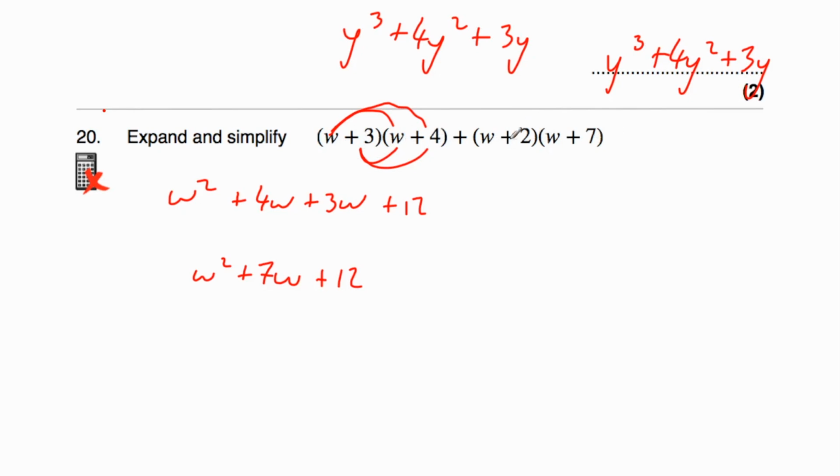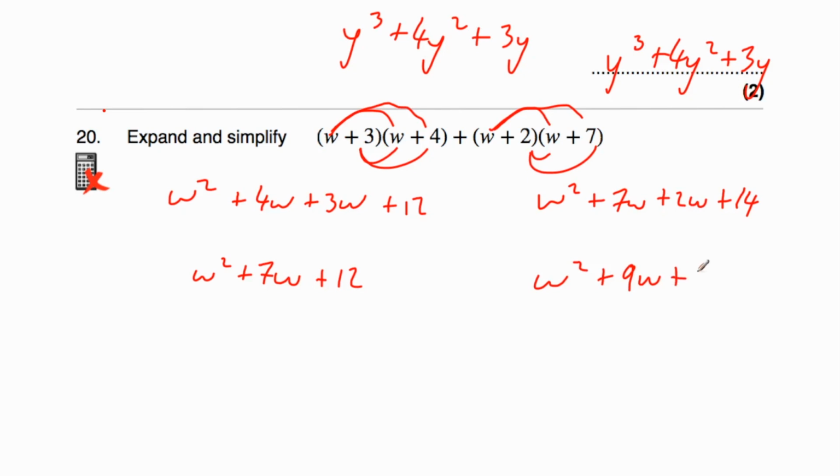Now let's look at our next pair of brackets. So we've got w times w is going to be w squared. W times 7 will be plus 7w. 2 times w is plus 2w, and 2 times 7 is plus 14. Now if we collect our like terms here, we've got 7w plus 2w, that's 9w. So we're going to then have w squared plus 9w plus 14.